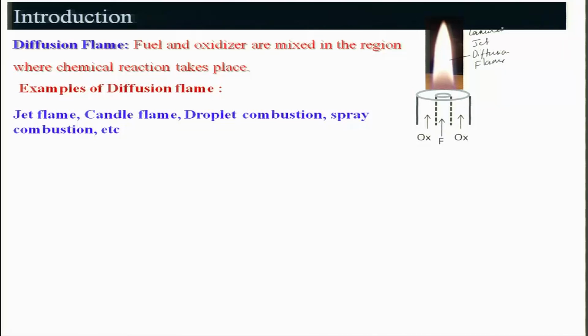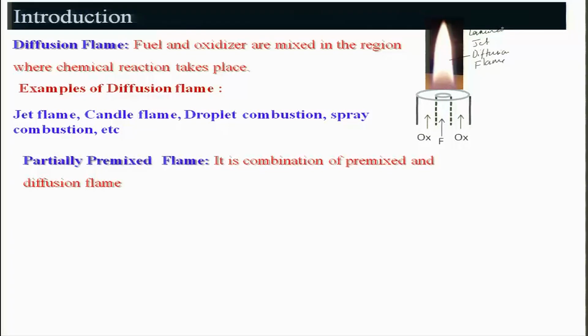As I told earlier, most of the combustion that takes place in nature is diffusion flame. Whereas the premix flame is man-made, and in nature it does not occur as such. The partial premix flame is the combination of premix and diffusion flame.